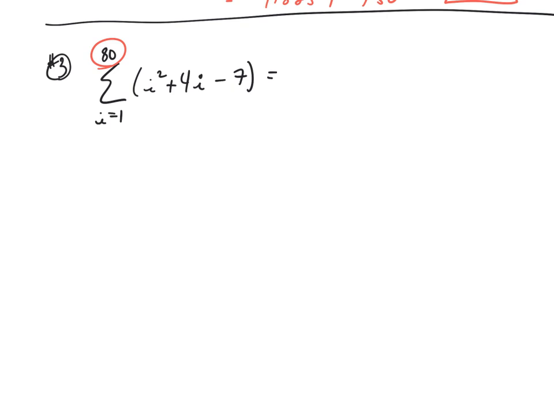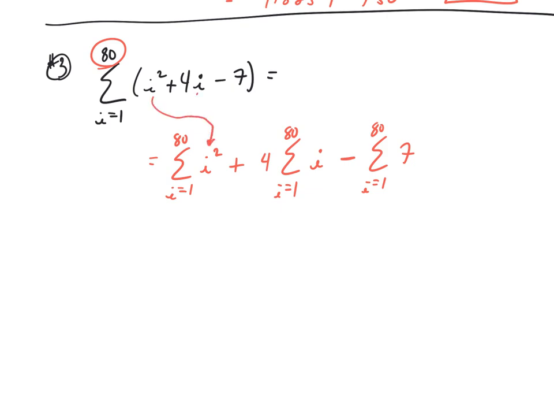So if we use our shortcut and just think of this as the summation from i equals 1 to 80 of the first term, i squared, plus 4 times the summation from i equals 1 to 80 of i, minus the summation from i equals 1 to 80 of 7. So please notice what I did. I just wrote down the i squared. Here I split the 4 and the i, and then here I have my 7. And I've set this up now, if I change colors so you can see it.